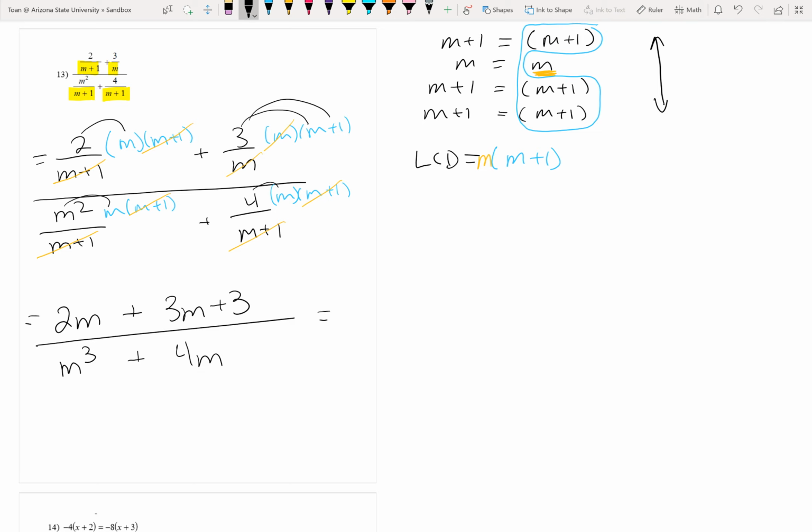All you have to do is combine like terms and factor. So we have 5m plus 3 over m cubed plus 4m. You could factor out an m from the denominator, but it doesn't cancel out with the numerator. So that is the simplified form. Find the LCD, clear the fraction, simplify.